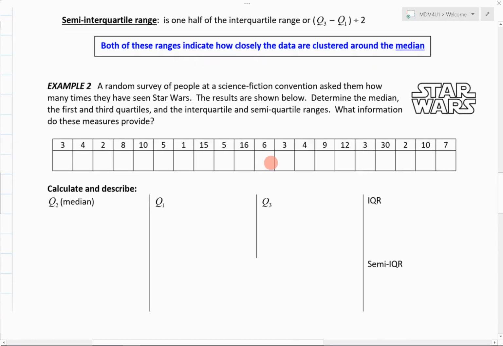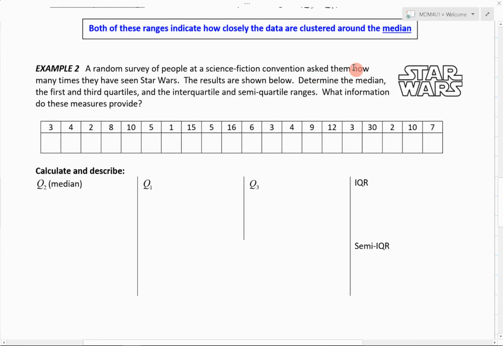So let's look at another example, example number 2. A random survey of people at a science fiction convention asked them how many times they have seen Star Wars. The results are shown below. Determine the median, the first and third quartiles, and the interquartile and semi-interquartile ranges. What information do these measures provide? These are a bunch of values from a survey, how many times they have seen Star Wars. If you notice, this is not in any ordered list, so you have to do a little bit of sorting. Put them in order.